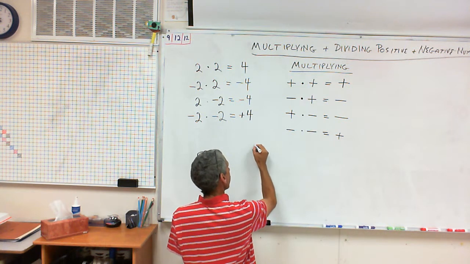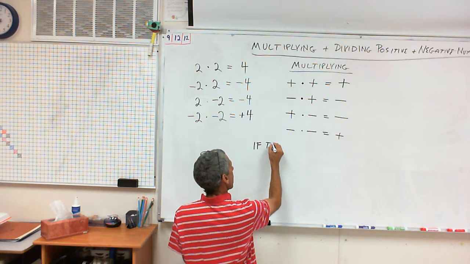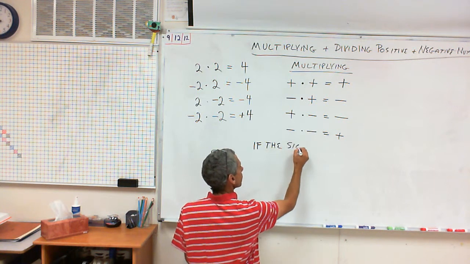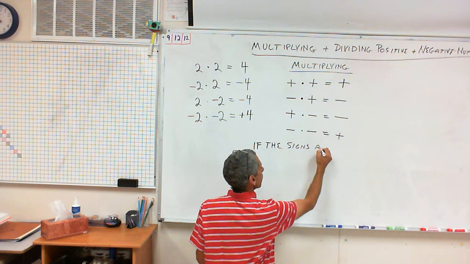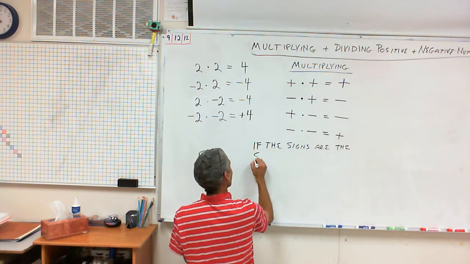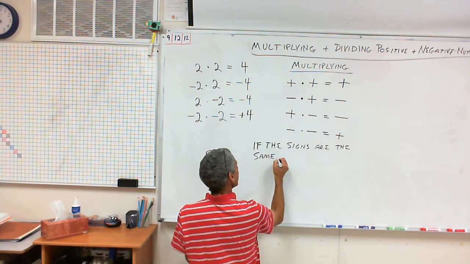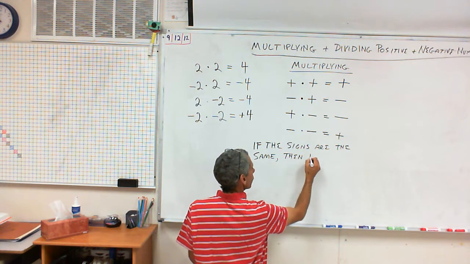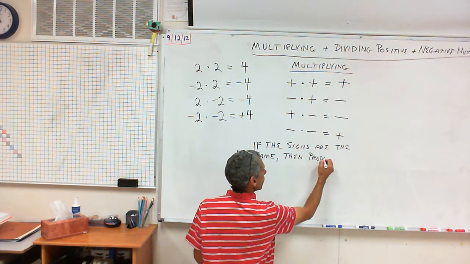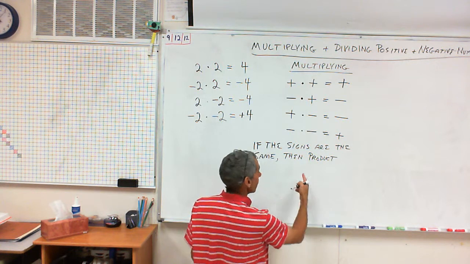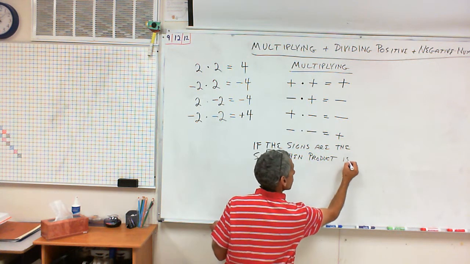So, what is this? We just said, this is for multiplying, right? If the signs are the same, then the product, and product means you multiply, that product is your answer when you multiply two numbers together, then the product is positive.